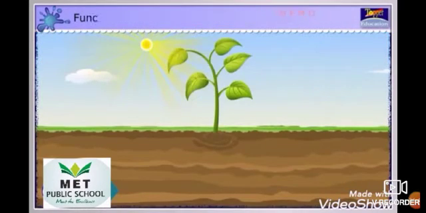Now let's move on to the next point. Till now you have understood the function of root. Now the function of leaf. So leaf is known as the food factory of the plant. Why is it like that?